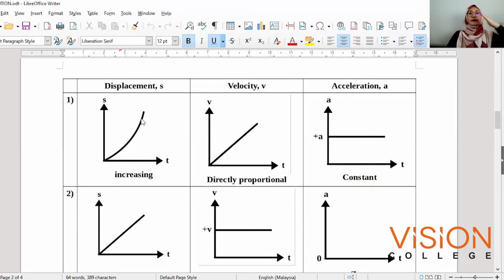Okay, it is not directly proportional. It is not 1 to 1, 2 to 2. No, it will increase at a different rate as compared to this one. Okay, so what you have to do is you need this summary of graph.